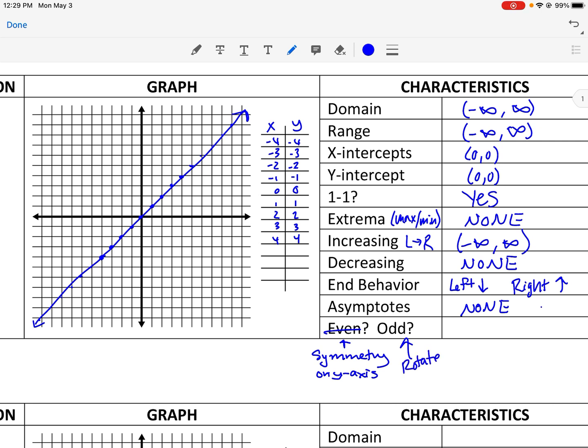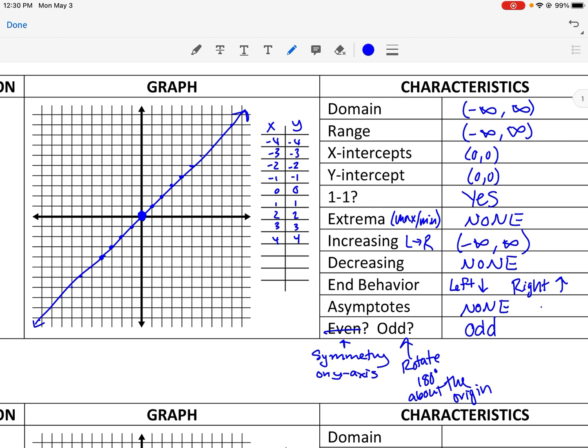Odd functions are when you have a rotational symmetry. So rotational symmetry, if you rotate 180 degrees around the origin, so about the origin. If I take this graph and put my finger right here on the origin and spin it upside down, if you spin it 180 degrees and it lands on top of itself, then it's odd. So in this case, this is a yes, it would spin on top of itself. If you turn this graph upside down, it would look exactly the same.